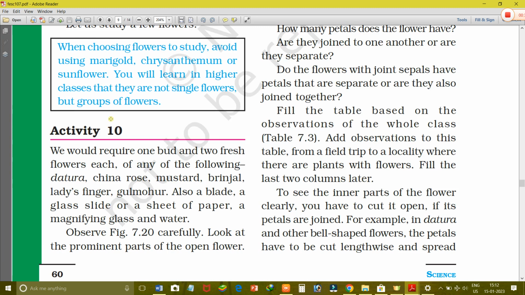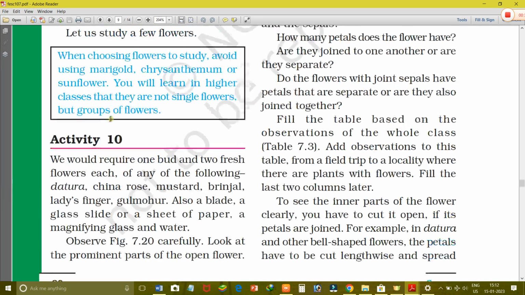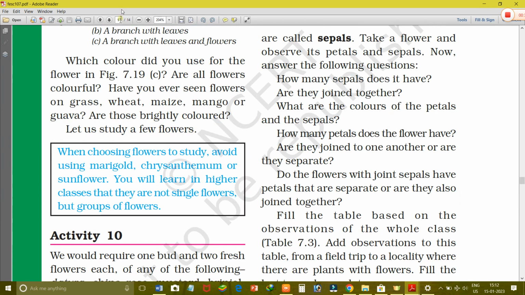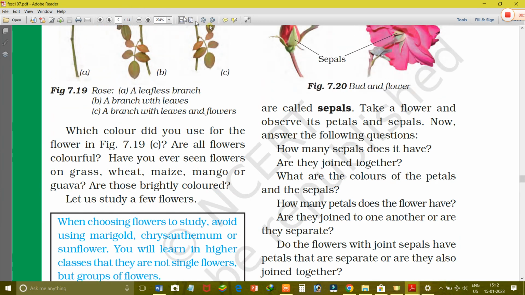Observe figure 7.20 carefully. Look at the continuous part of the open flower called sepal. Take a flower and observe its petals and sepals. Now answer the following questions.